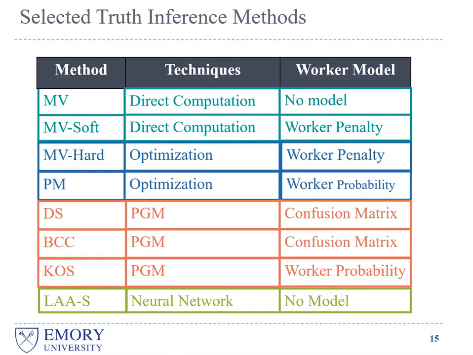For direct computation, we include majority voting as a baseline and its enhanced version, majority voting with soft penalty. In the optimization-based approach, we include majority voting with hard penalty, which employs a semi-matching optimization for the worker-task bipartite graph, and PM, which formulates the optimization problem based on inferred labels and worker reliability. For PGM-based methods, we include the best performing DS and BCC using the confusion matrix as a worker reliability model, and KOS with a single worker reliability parameter. Among neural network based methods, we include LAES since it's the only one applicable to a non-complete bipartite graph.